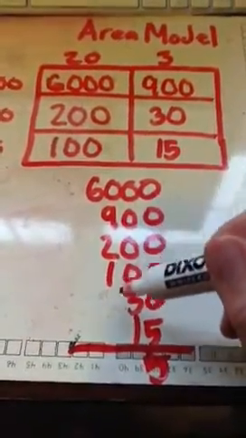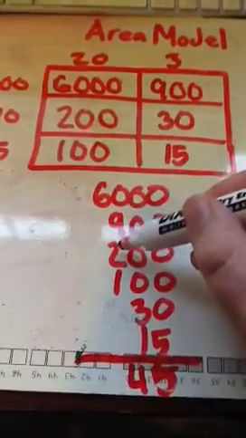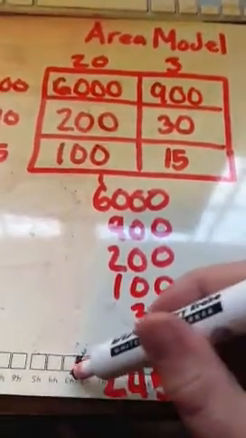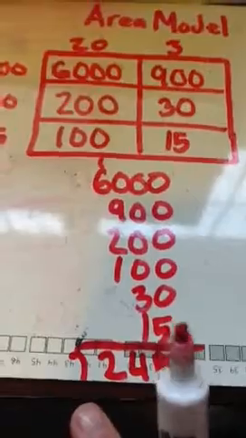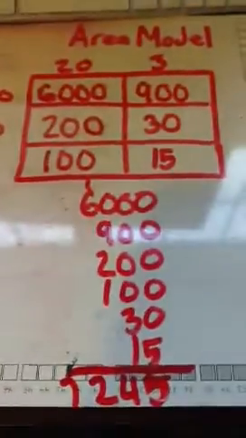0, 0, 0, 0, 0, 3, 1 is a 4. Okay, 9 plus 2 is 11, plus that is 12. Carry my 1, it's a 7. So my final answer is 7,245. Exact same answer as I got over here. So either strategy will work.